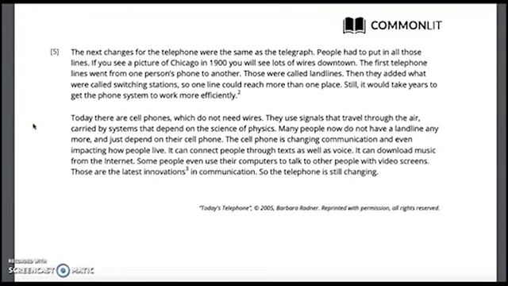The next changes for the telephone were the same as the telegraph. People had to put in those lines. If you see a picture of Chicago in 1900, you will see lots of wires downtown. The first telephone lines went from one person's phone to another. Those were called landlines. Then they added what were called switching stations, so one line could reach more than one place. Still, it would take years to get the telephone system to work efficiently.